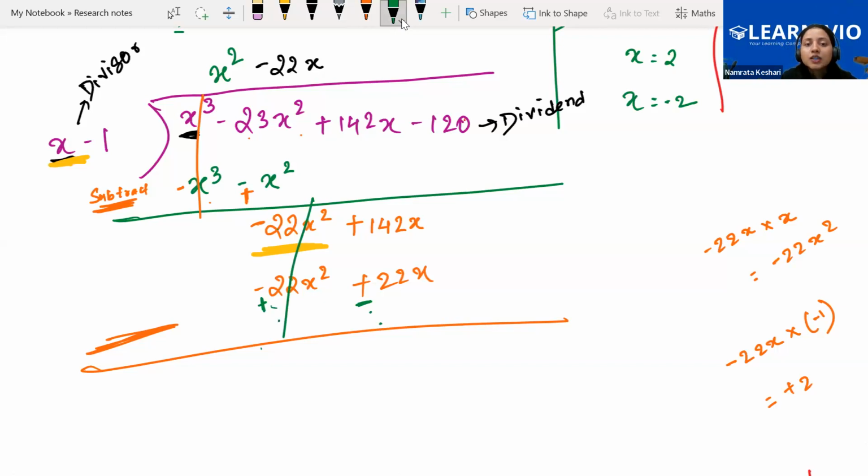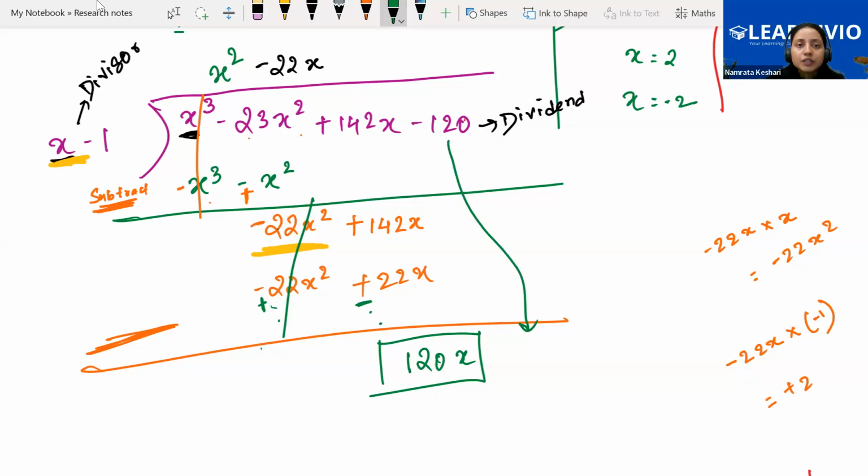Okay, and can you tell me what will be there at this blank space? 120x. Okay, and this 120 which is there, this one we will copy over here. So let's copy it, minus 120.